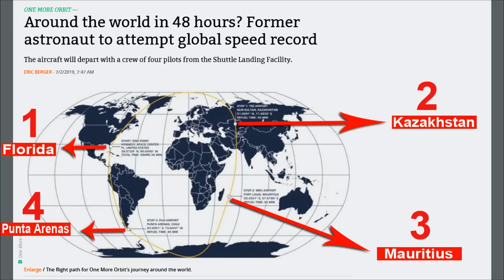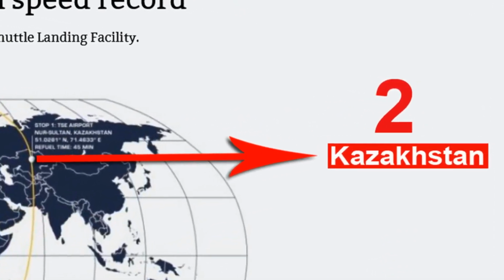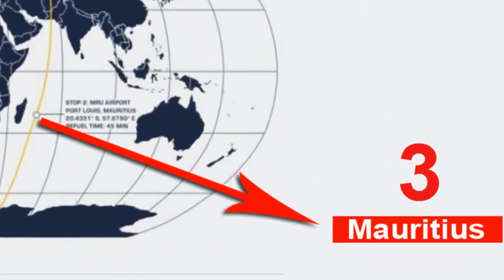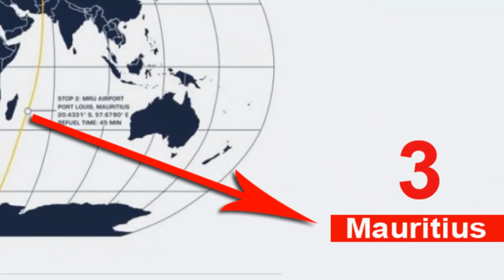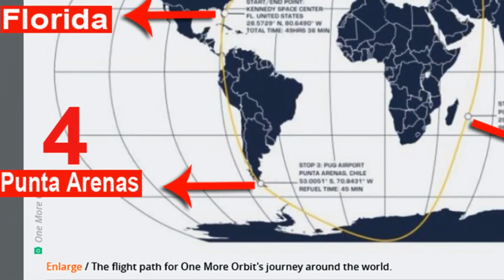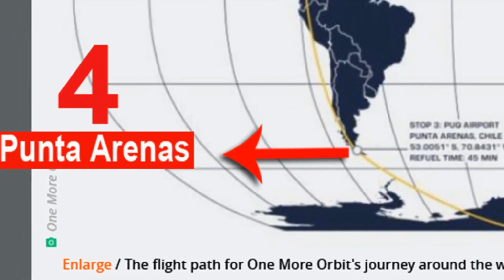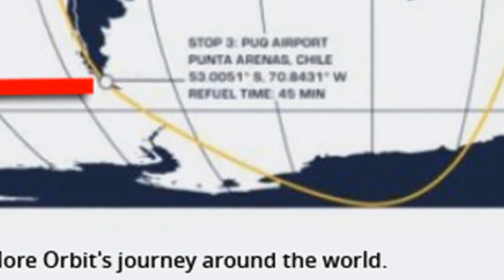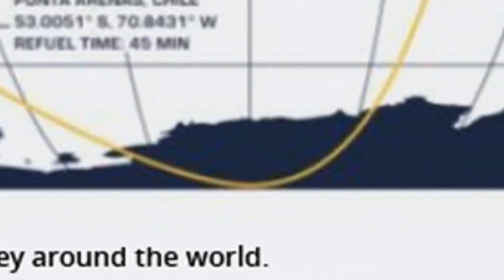The next step was in Kazakhstan. From Kazakhstan, he flew to Mauritius. It's an island on the east coast of Africa. And from there, he flew to Punta Arenas. And according to their plan, they flew over Antarctica. So we're going to look at that.